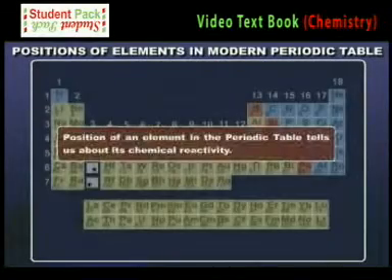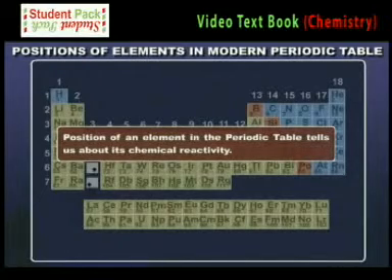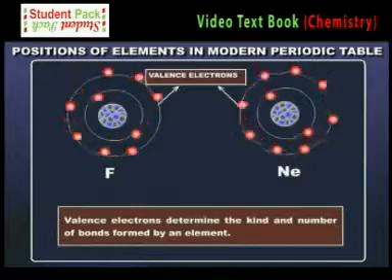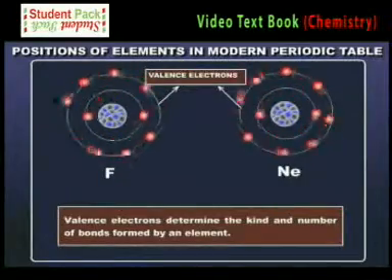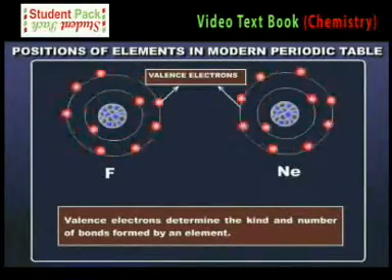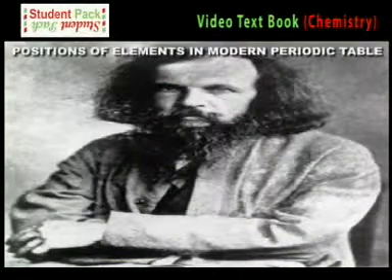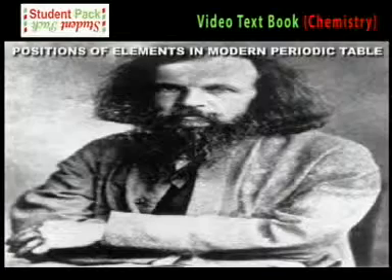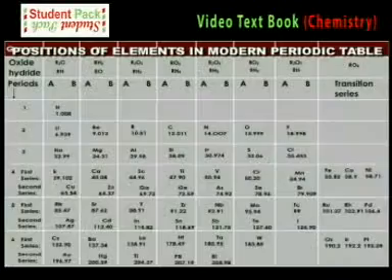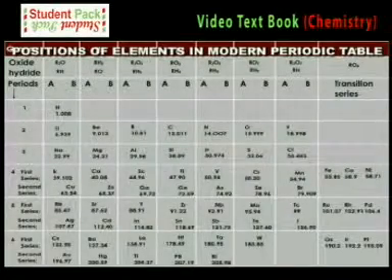The position of an element in the periodic table tells us about its chemical reactivity. Valence electrons determine the kind and the number of bonds formed by an element. Thus, we can say that Mendeleev's choice of formulae of compounds as the basis for deciding the position of an element in his periodic table was a good one.